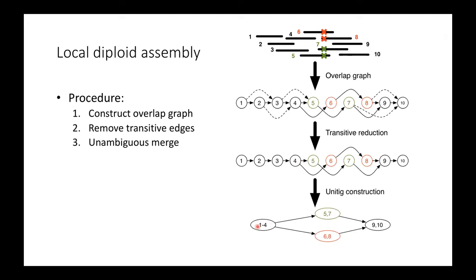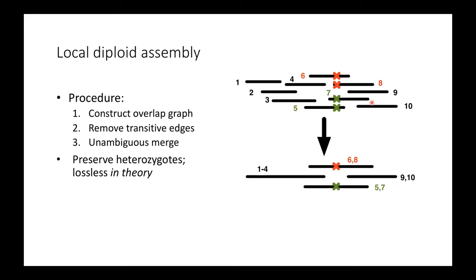Then you will get that unitig. It's called the unitig construction. And then you are left with four unitigs. Starting from this to the end is more like this: you start with 10 reads, you end up with these four unitigs. You can see the redundancies are mostly collapsed, but the heterozygous information is kept in this graph.